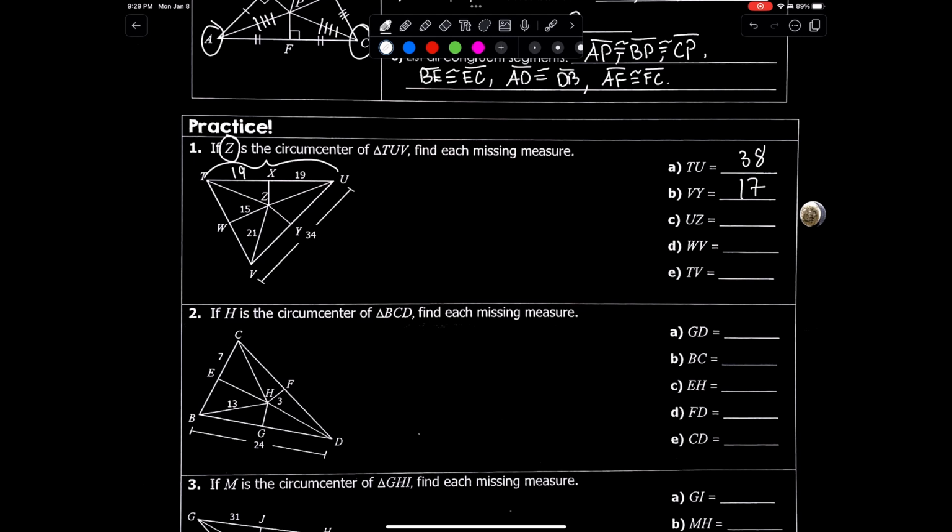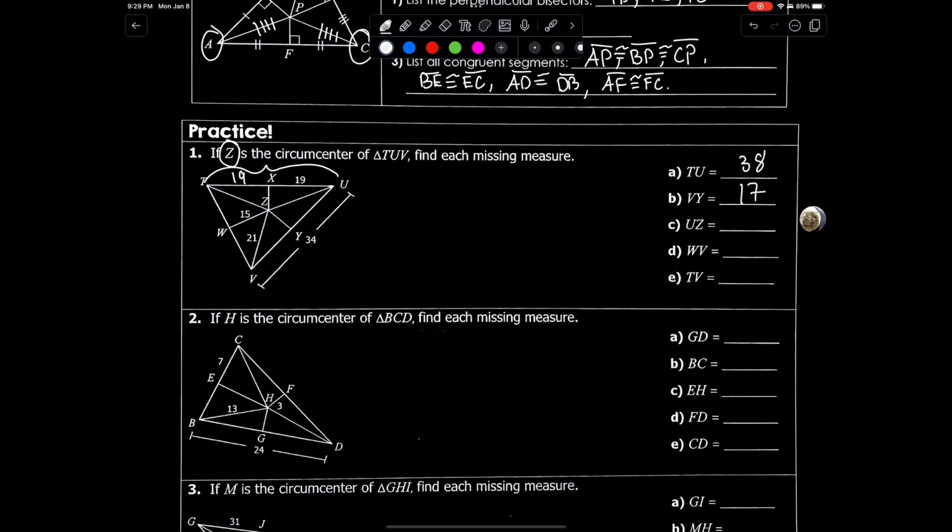And now we want to calculate what? UZ? UZ is the distance from the vertex U to the circumcenter Z. Now, the thing about that is, it's equidistant to all the other vertices as well. We've got one of those distances already. So we can say, if ZV, this guy right here, is 21, ZU is also 21. This is 21. WV, oh, I see with WV, we are going to have to get a little creative with this.